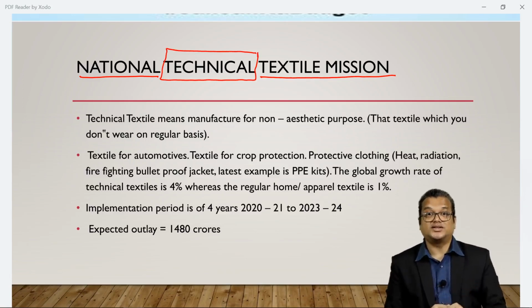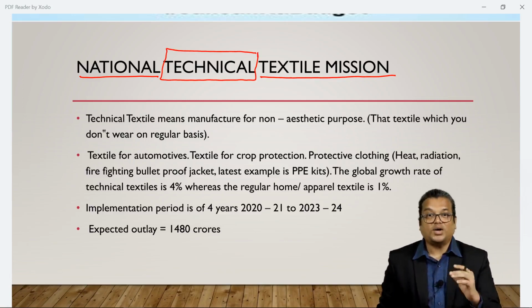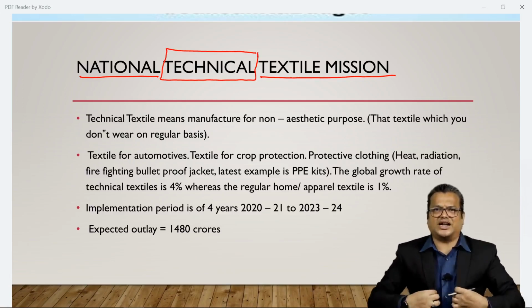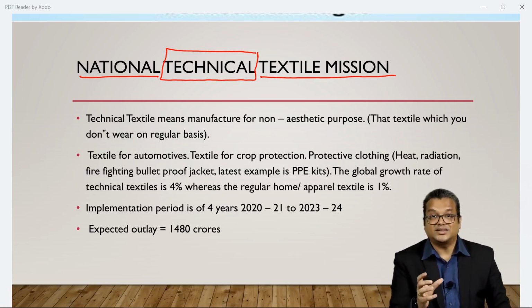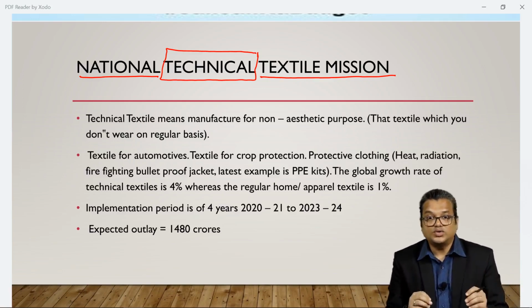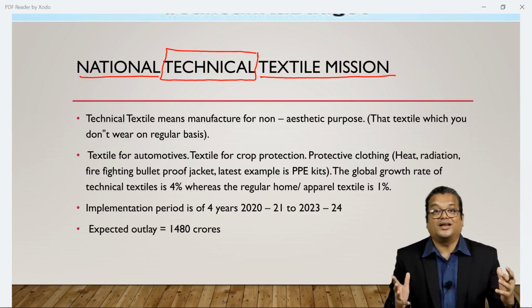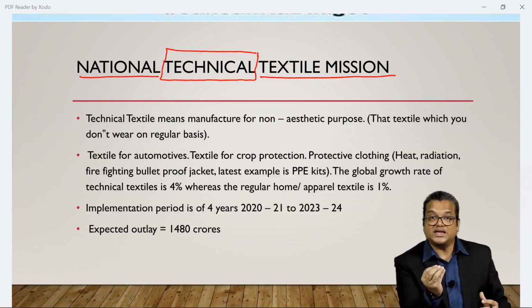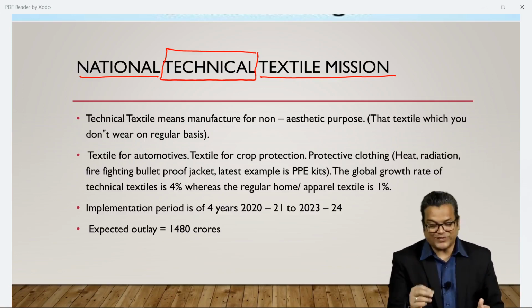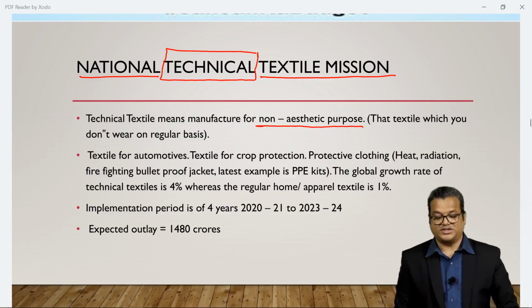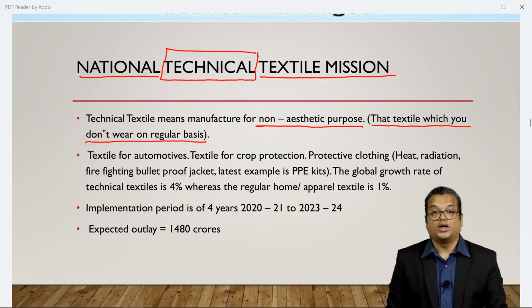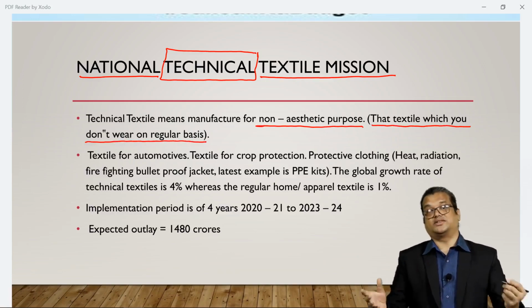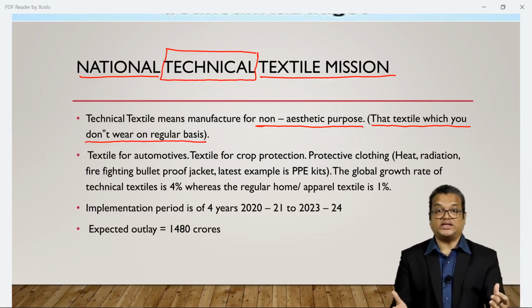Oh sir, what is this? We all know textile, sir, but what precisely is technical textile? Guys, the clothes that we wear are textile. But sir, then what is technical textile? Let's understand, guys. Clothes are not only used for the purpose of wearing; cloth is used in many other places. That becomes technical textile. So in one word, what can we say? It is that textile which is used for non-aesthetic purposes. That textile which you don't wear on a regular basis. Okay, so give us some examples. Definitely, friends, that makes it easier and more interesting.